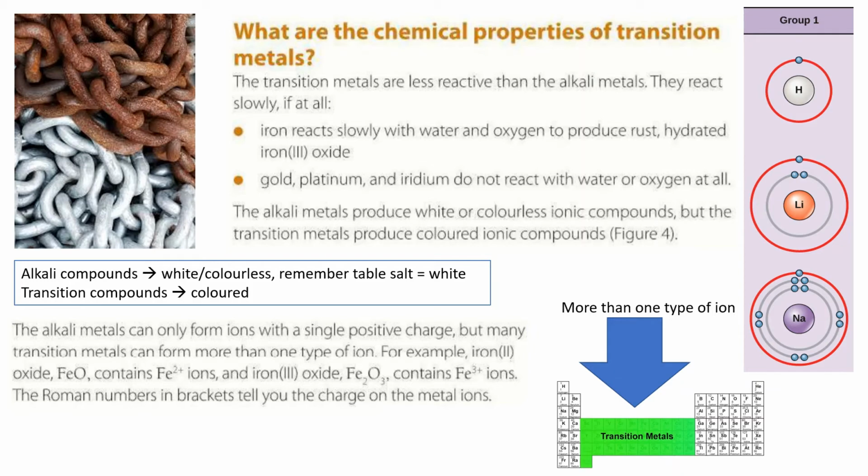Now, transition metals can form more than one type of ion. So, for example, group 1 metals will make +1 ions. Group 2 metals will make +2 ions. But for the transition metals, iron can make iron 2 or iron 3. You can also have vanadium, manganese. They will make different types of ions.